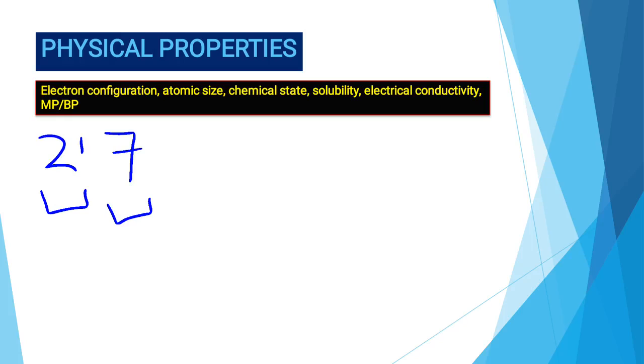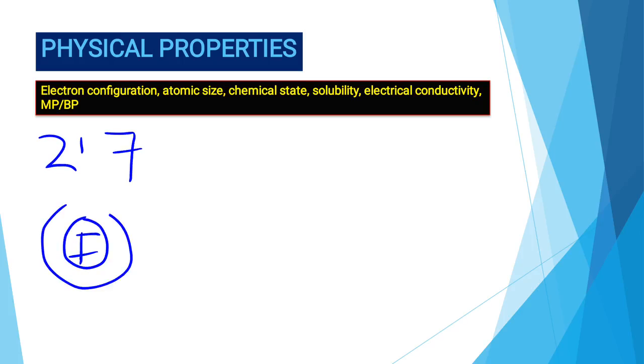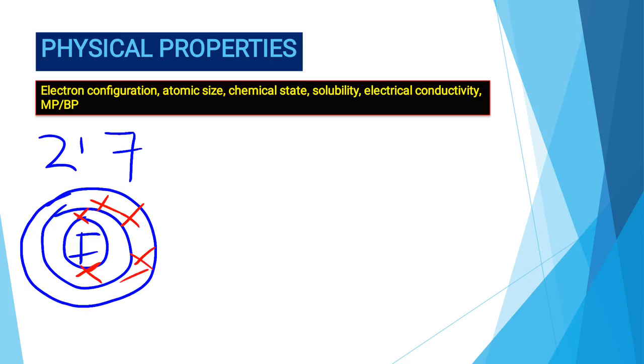So if you were to write the atomic structure of fluorine, it would appear like this. We have fluorine, and then we have the first energy level having 2 electrons, and then we have the second energy level having a total of 7 electrons.